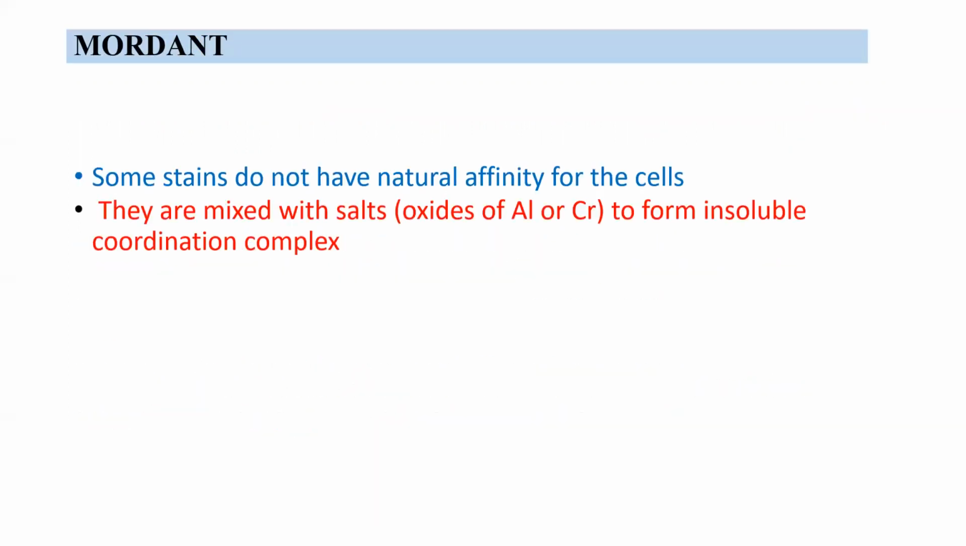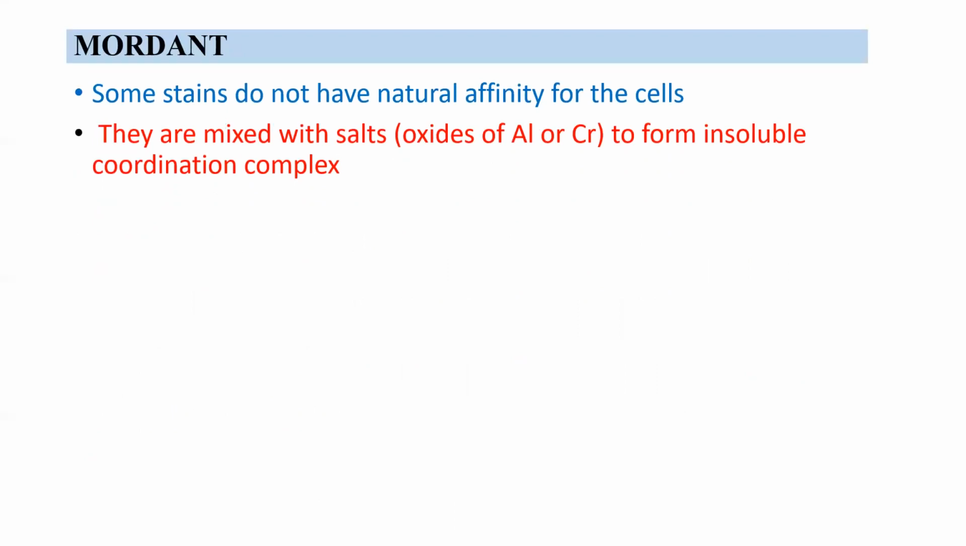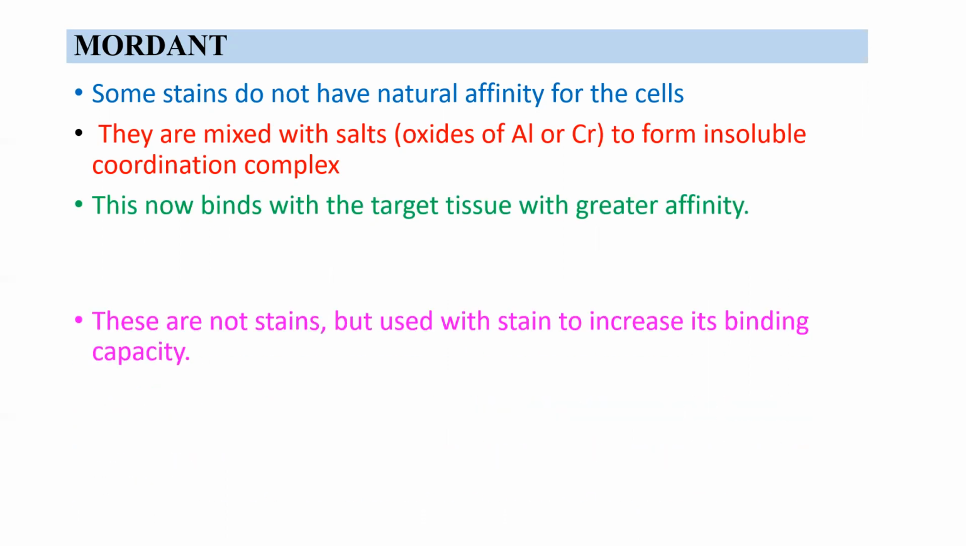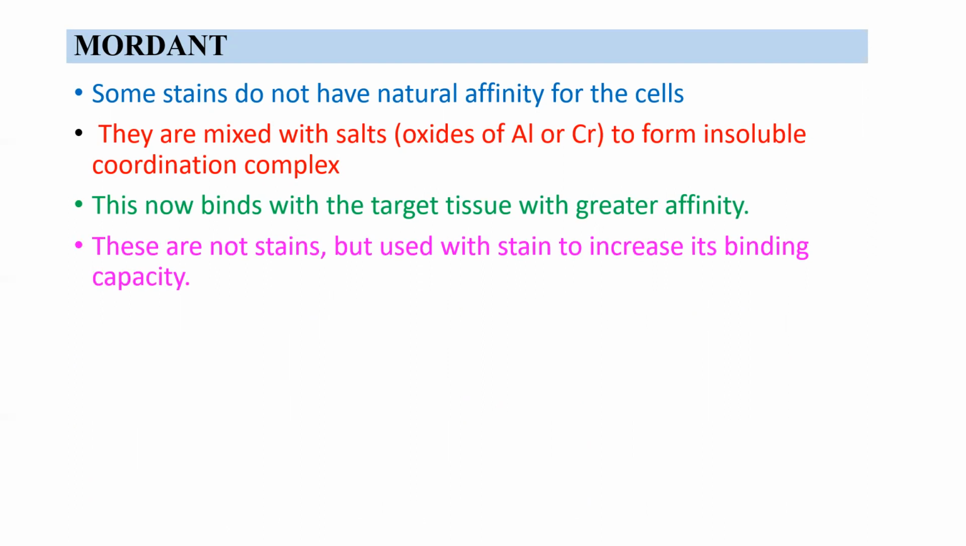Now, what is a mordant? Some stains do not have natural affinity for the cells. So they are mixed with salts like oxides of aluminium or chromium to form an insoluble coordination complex. This now binds with the target tissue with greater affinity. These are not stains, but are used with stains to increase their binding capacity.